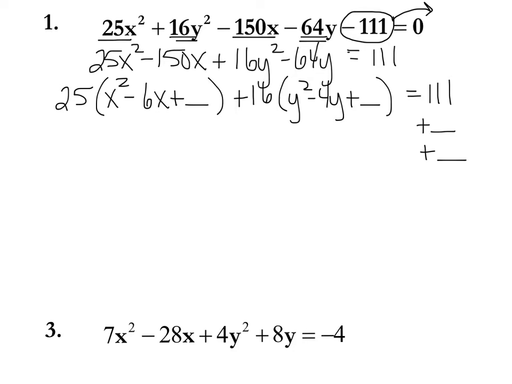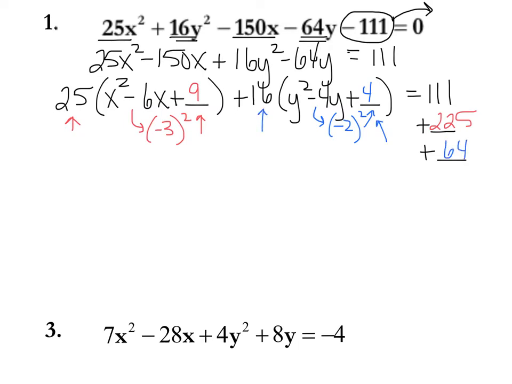From here I'm going to complete the square. Take half of -6, which is -3, and then square it, which gives me 9. Make sure you multiply that 9 by that 25 before you add it to the other side. So that gives us 25 times 9, which is 225. Make sure you're multiplying by that coefficient in front, okay? Same thing over here: half of -4 is -2, and then square it, which gives me 4. Make sure you take your 4 times your 16, which gives you 64 on the right.